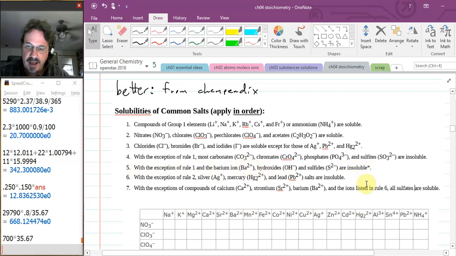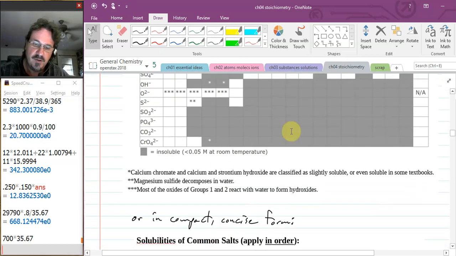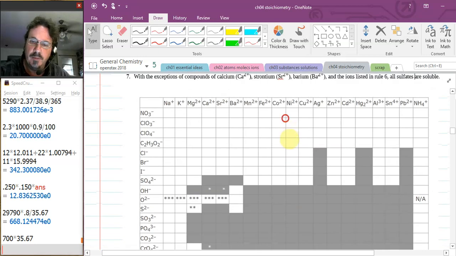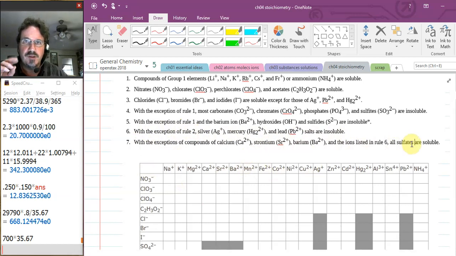And then they have this asterisk, where we're just going to refer down to where it says calcium chromate. It starts getting a little bit confusing here. Number 6, exceptions to rule 2: silver, mercury, and lead are insoluble. And then number 7, so we start getting more exceptions as we go to the lower rules. Usually, one of the first rules is going to apply.